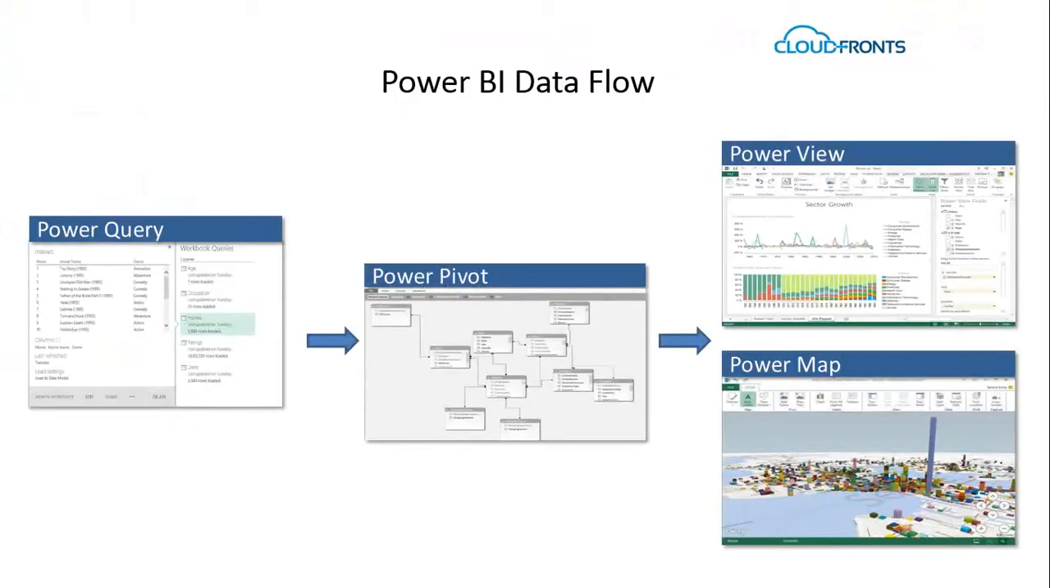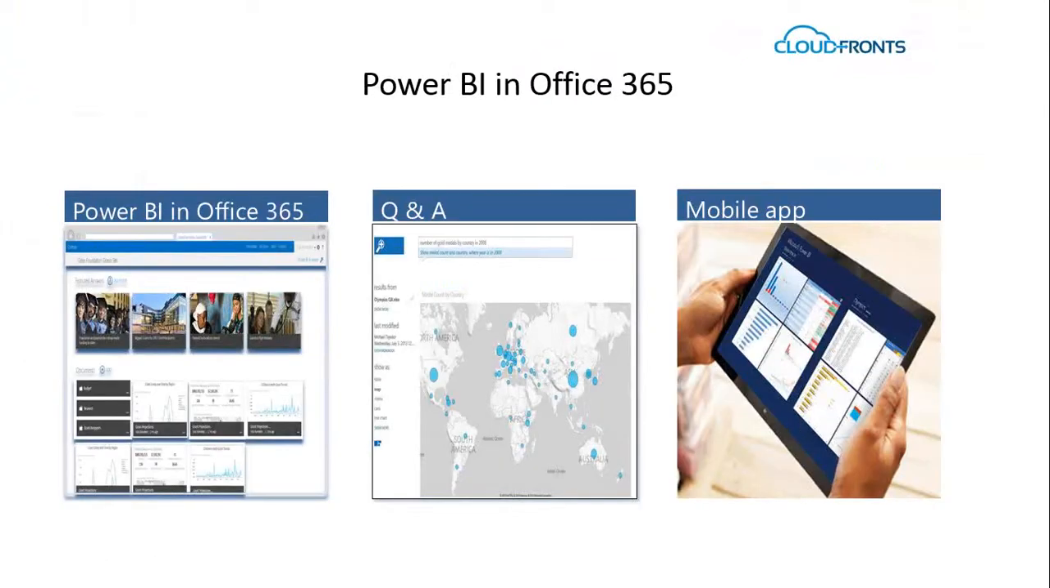So this is how the complete flow goes. We pull the data using Power Query, we create a model in Power Pivot, and finally on top of it, we create Power View and Power Map reports. We visualize the data, we publish reports on Office 365, we use Q&A, and finally a mobile app.